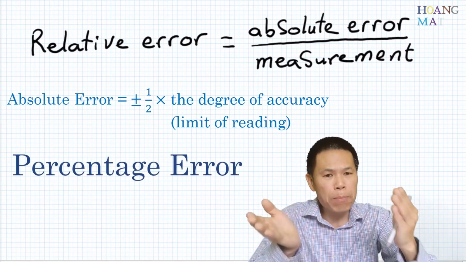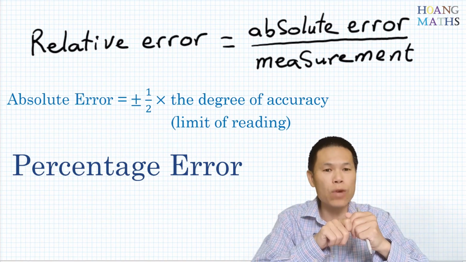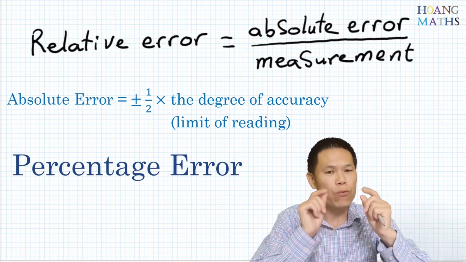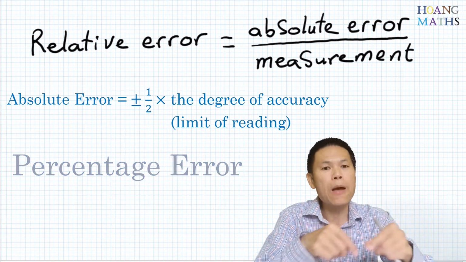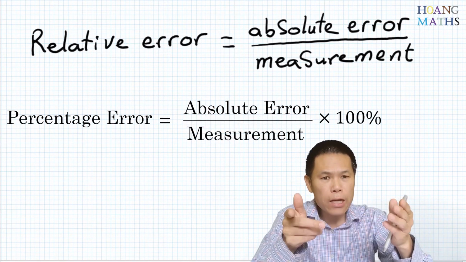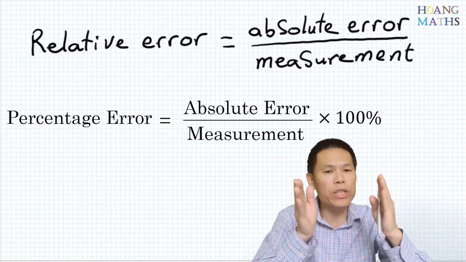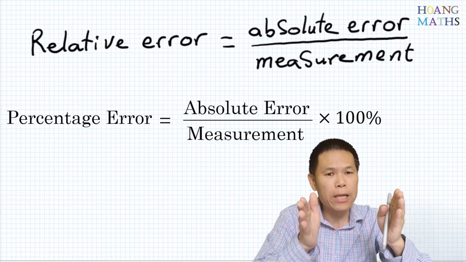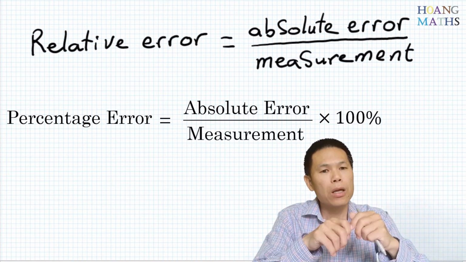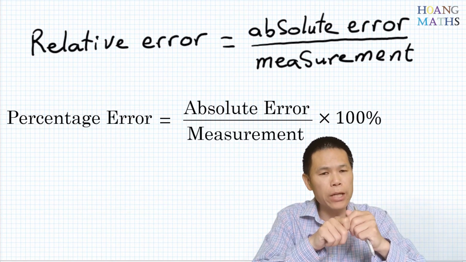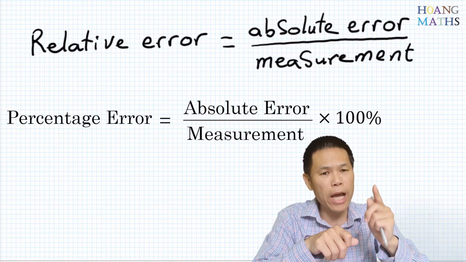Now, what is a percentage error? A percentage error is exactly the same as relative error, except we make the relative error into a percentage. In other words, to calculate percentage error, we take the relative error and times by 100%. So we just convert relative error into a percentage. That's all it is. Now remember, when you convert to percentage, always times by 100%, not times by 100.